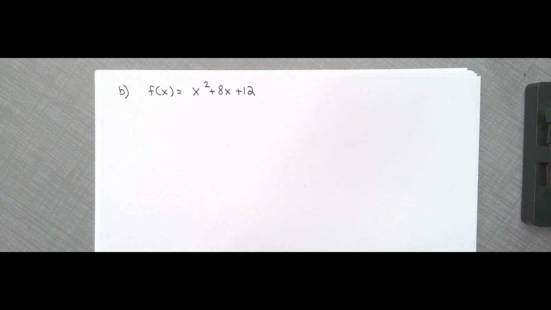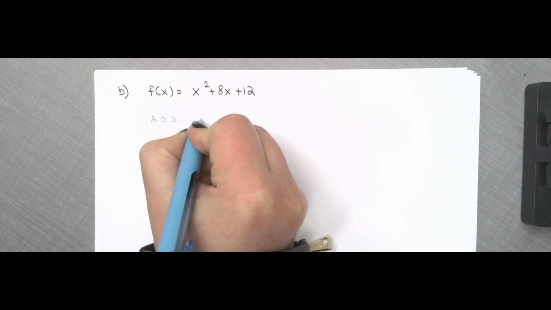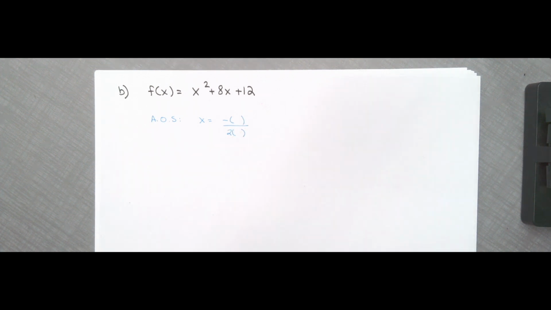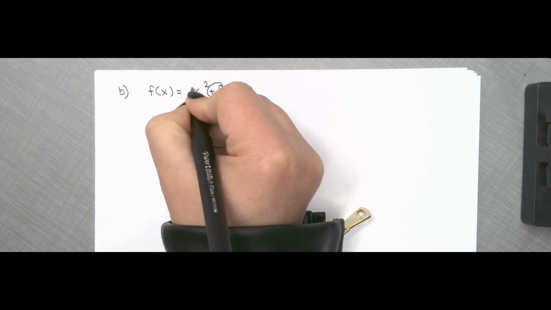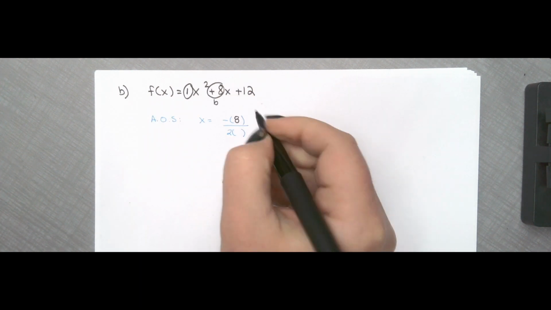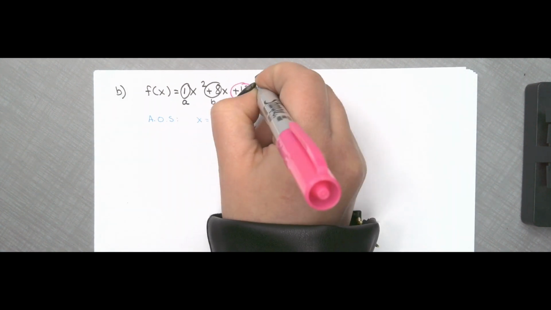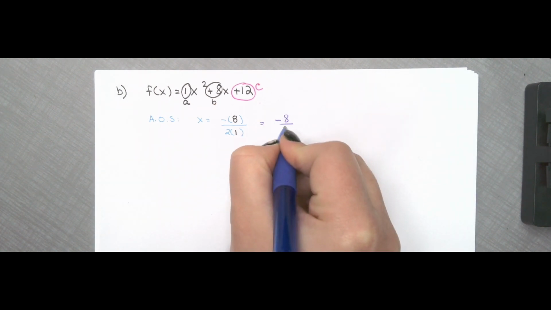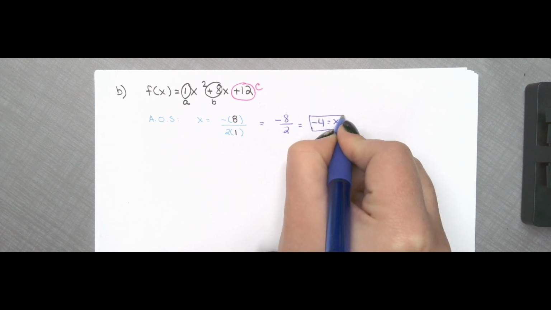Let's go ahead and I'm going to try to catch up to you guys. First thing I want to solve for is the axis of symmetry. So x is equal to negative b over 2a. Our b value is a positive 8. Our a value is 1. And then our c value is going to be 12. So that means we have a negative 8 divided by 2, which is negative 4.